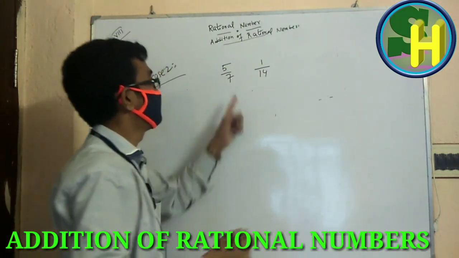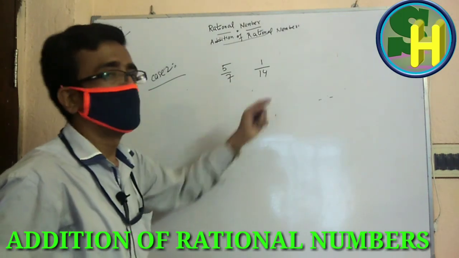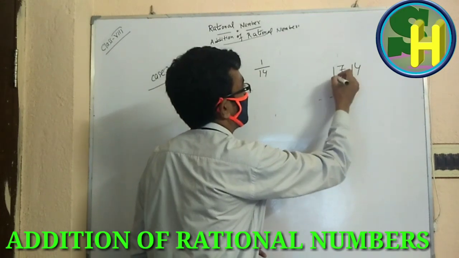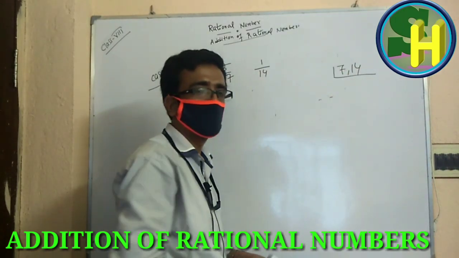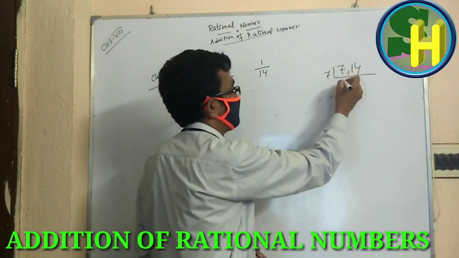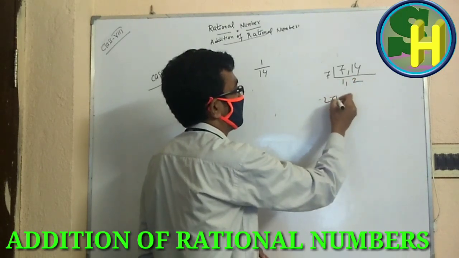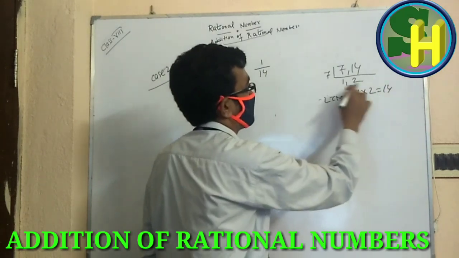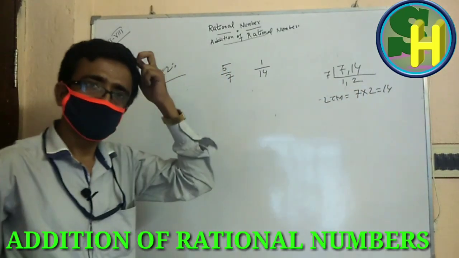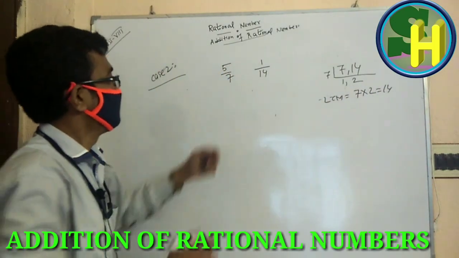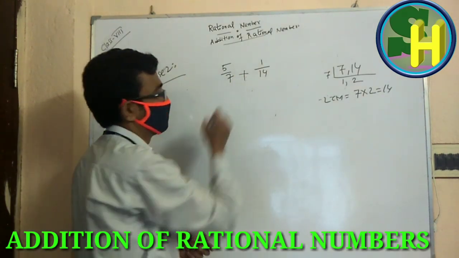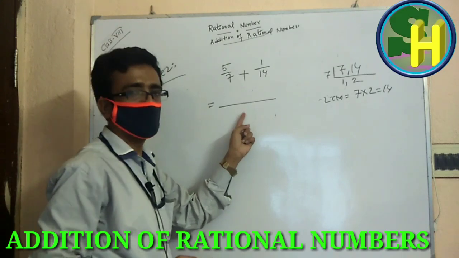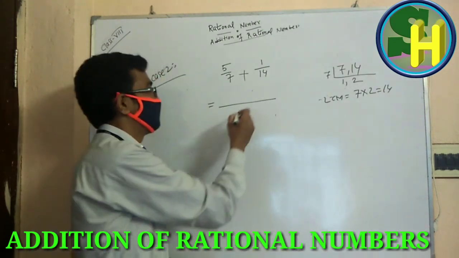Here the denominator is 7, here the denominator is 14. We just find the LCM of 7 and 14. The LCM of 7 and 14 is 7 into 2, that is 14. I am not taking 1 as a multiplier. So you just add it. You write down the LCM here. Here the LCM is 14, so we write down 14.